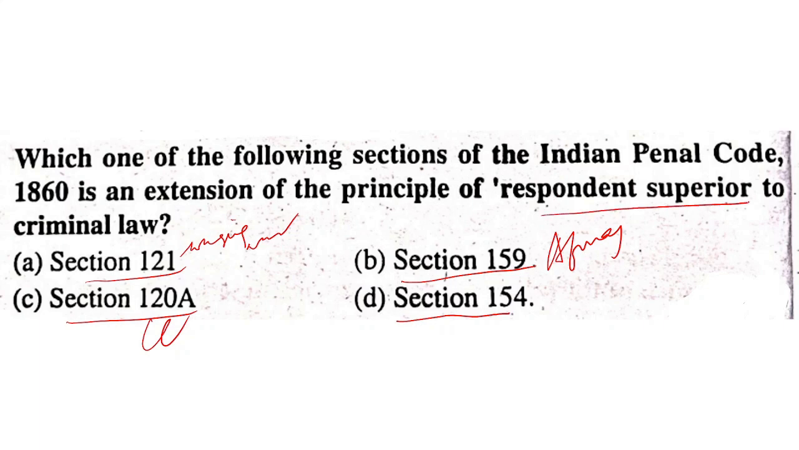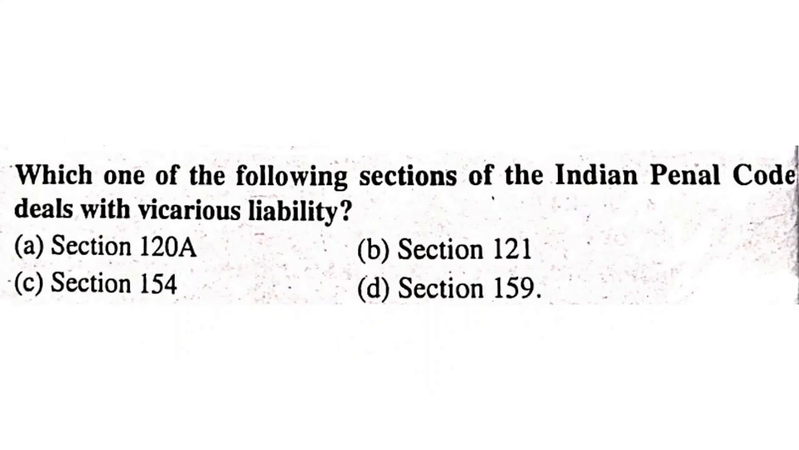The extension of the principle of respondeat superior to criminal law is given under section 154, that is, the owner or occupier of a land on which unlawful assembly is held. Which one of the following sections of the Indian Penal Code deals with vicarious liability? It is section 154. This is vicarious liability.